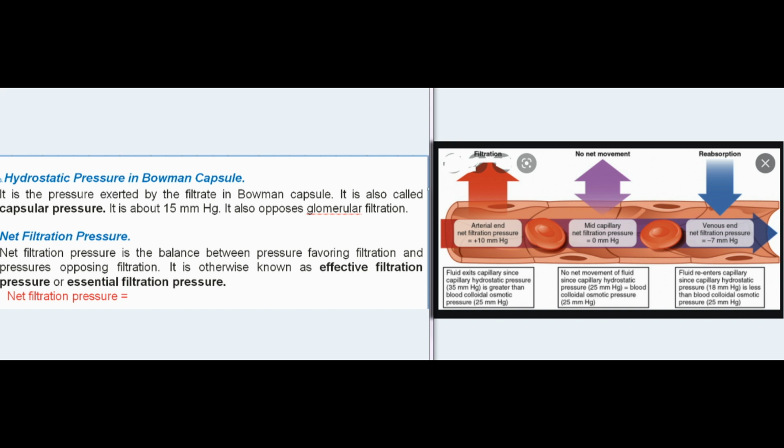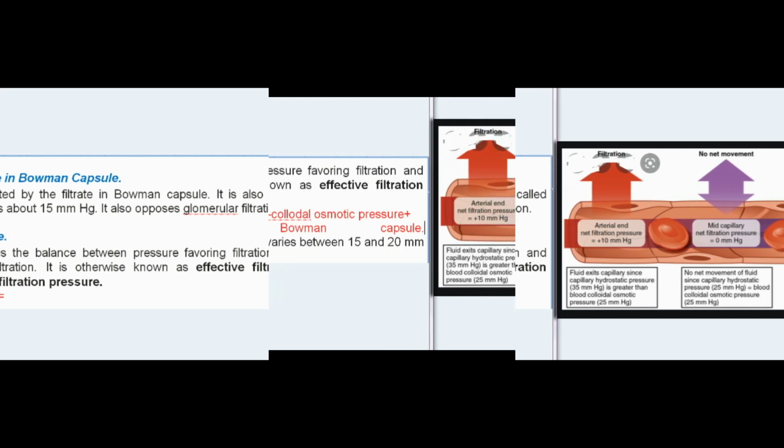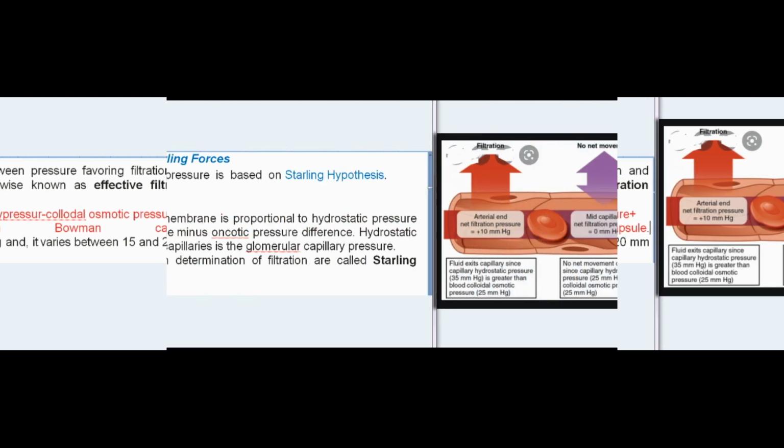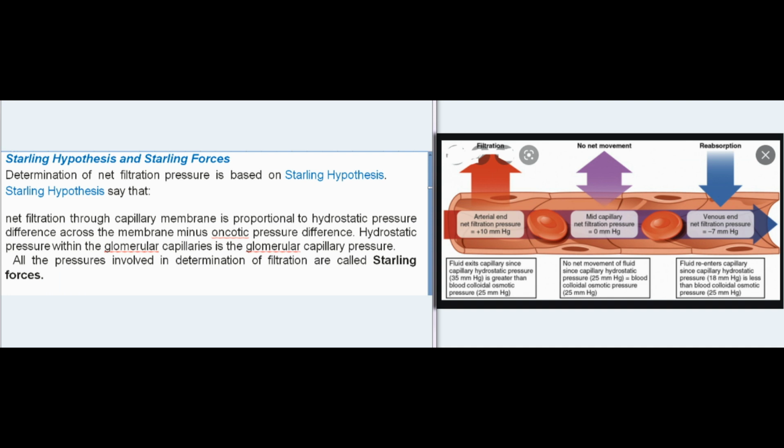Net filtration pressure. Net filtration pressure is the balance between pressure favoring filtration and pressures opposing filtration. It is otherwise known as effective filtration pressure or essential filtration pressure. Net filtration pressure is about 20 mm Hg and it varies between 15 and 20 mm Hg. Starling hypothesis and Starling forces. Determination of net filtration pressure is based on Starling hypothesis.